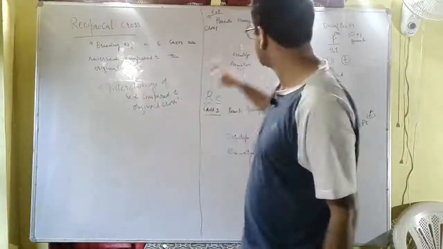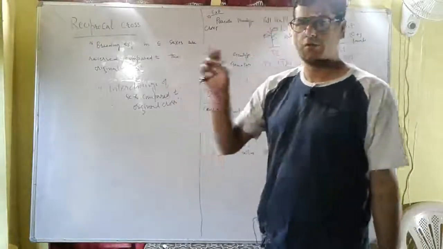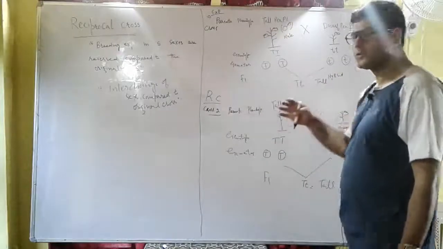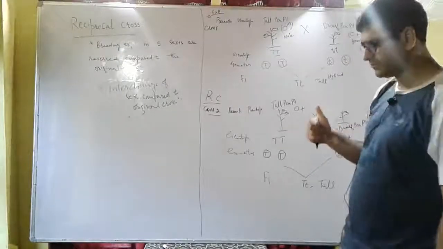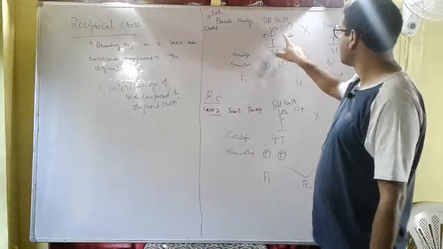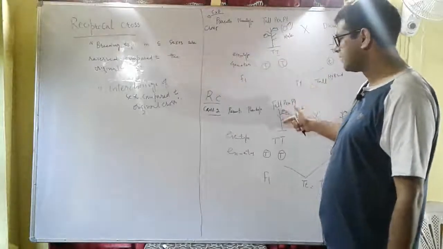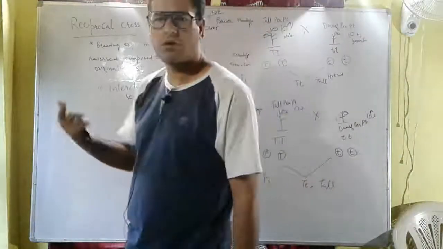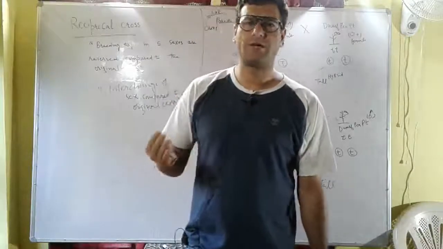It is a pair of crosses. We can say that a reciprocal cross is a pair of crosses where the males and females are interchanged. The parent which acts as a male in the original cross acts as a female in the reciprocal cross. So a reciprocal cross is that type of cross where an interchange of sexes takes place compared to the original cross.